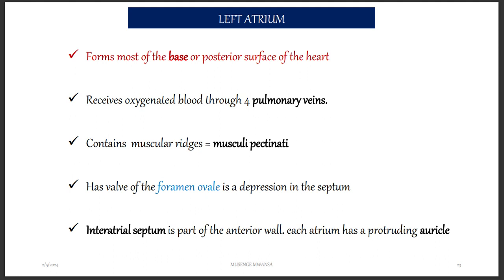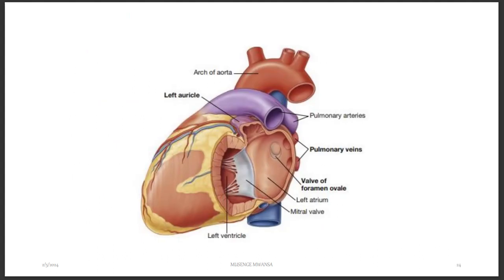And it has the valve of the foramen ovale. The valve of the foramen ovale, not the foramen ovale itself, because the foramen ovale is on the right atrium, but the valve is found on the left. You can see this is the valve of the foramen ovale. If you go to the right, you are going to see the foramen ovale.